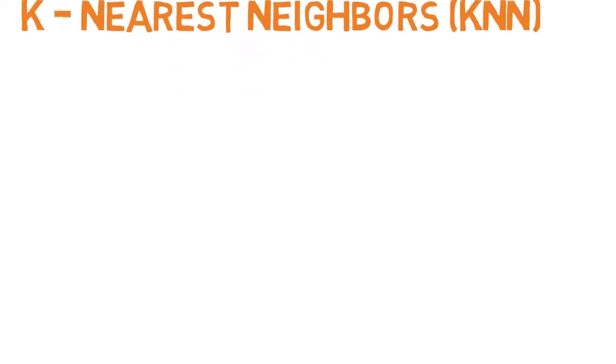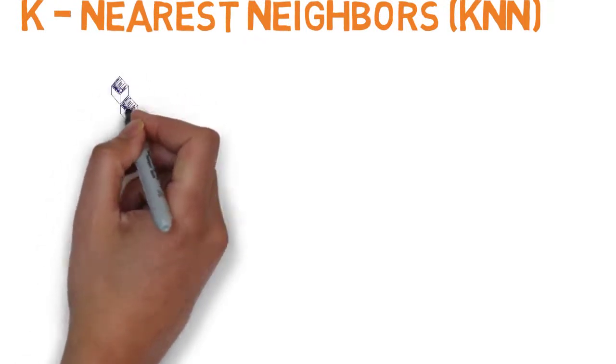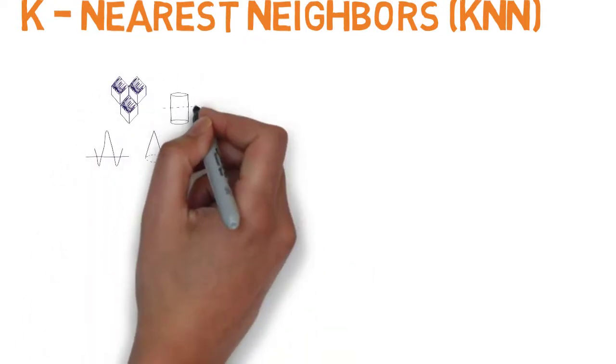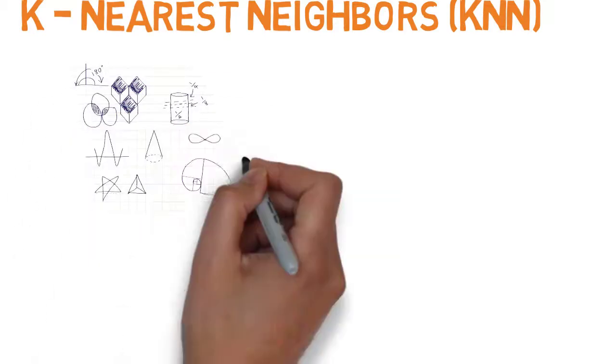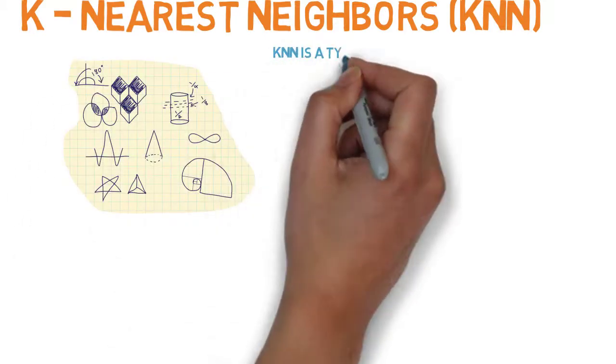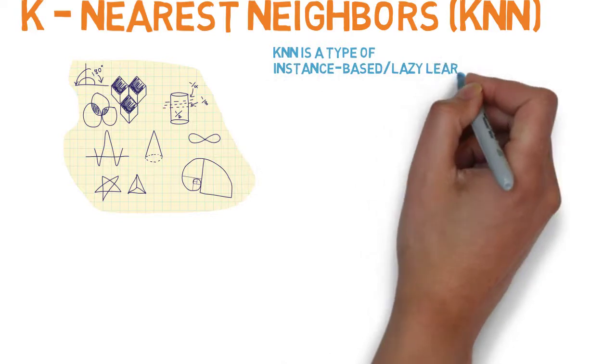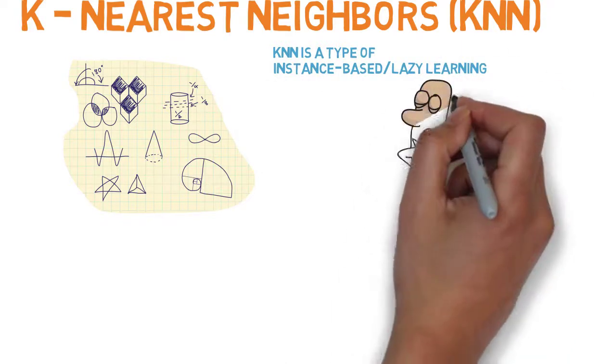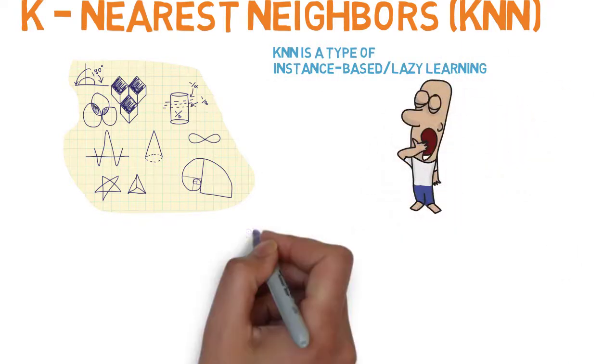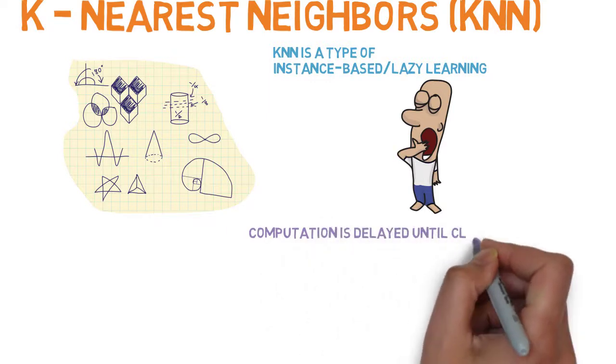In pattern recognition, the KNN algorithm is a method for classifying objects based on the closest training examples in the feature space. KNN is a type of instance-based learning or lazy learning where the function is only approximated locally and all computation is delayed until classification.